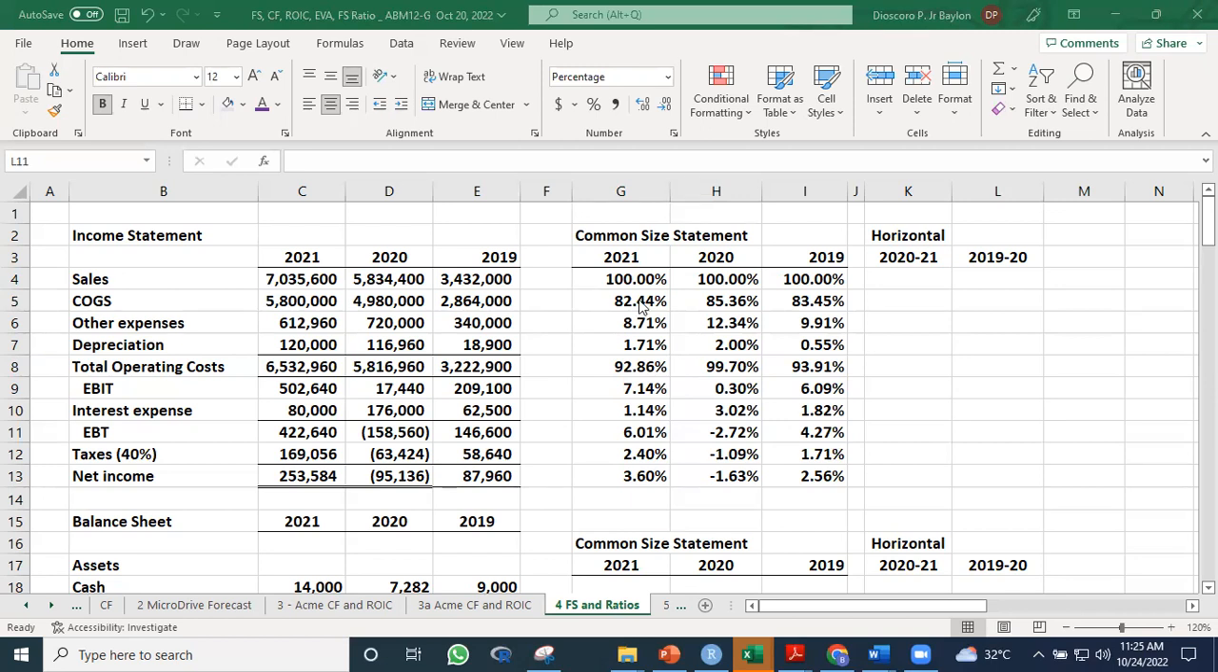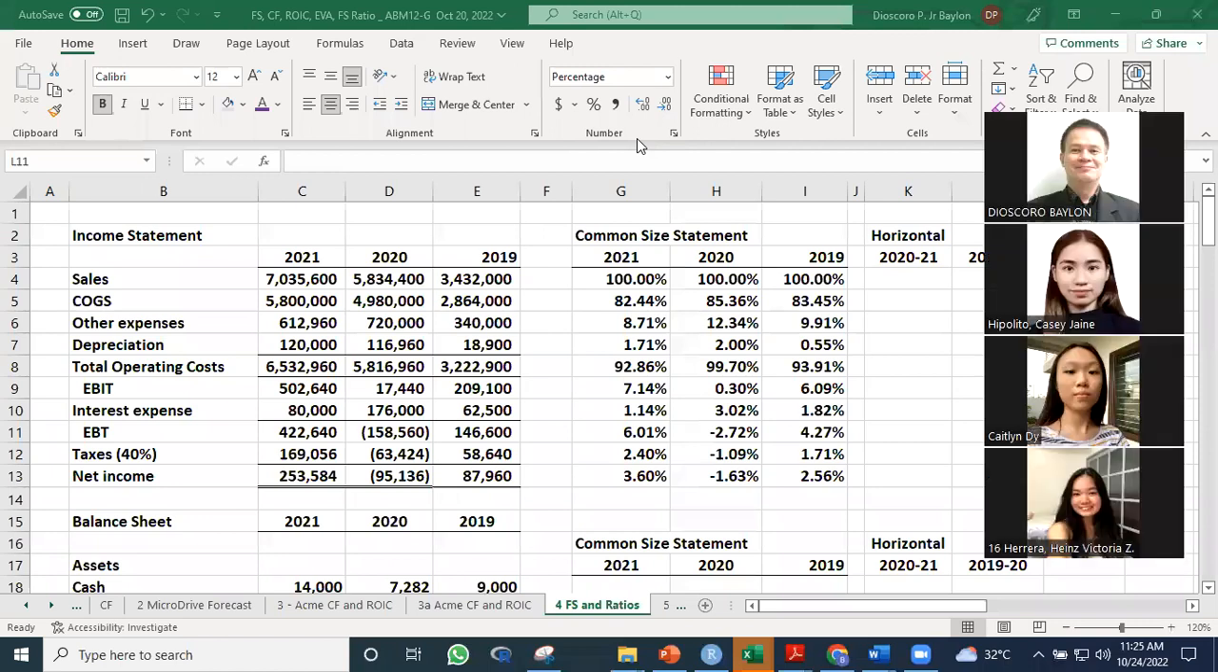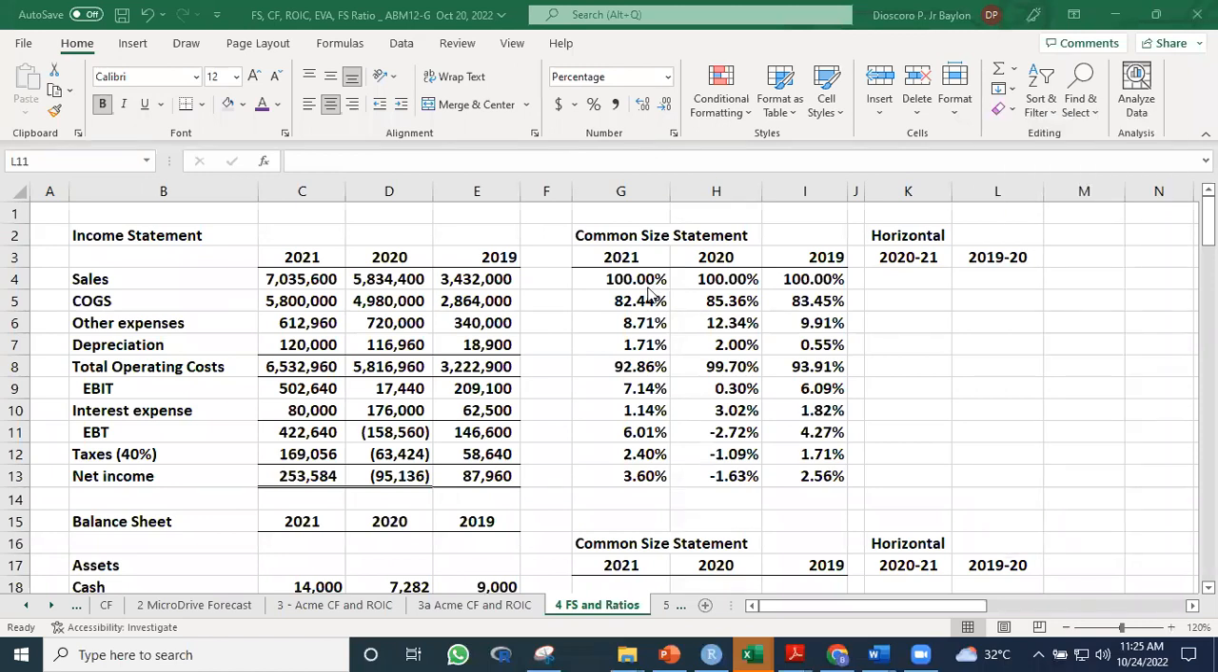Okay, so we call this common size statement. Why is it called common size statement? Because everything is converted or everything is related or based on a particular account, and that account is your sales. Okay, very good. Thank you. Okay, so salamat sa mga responses.